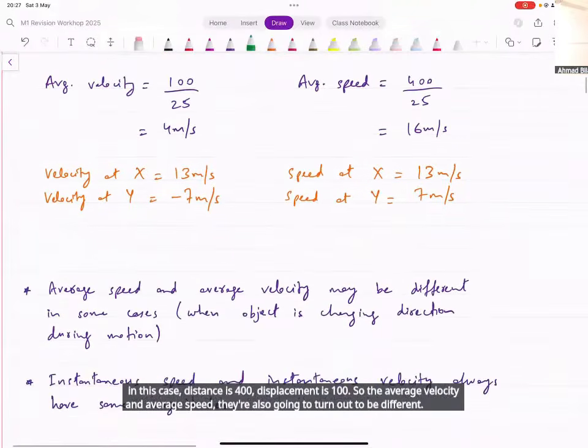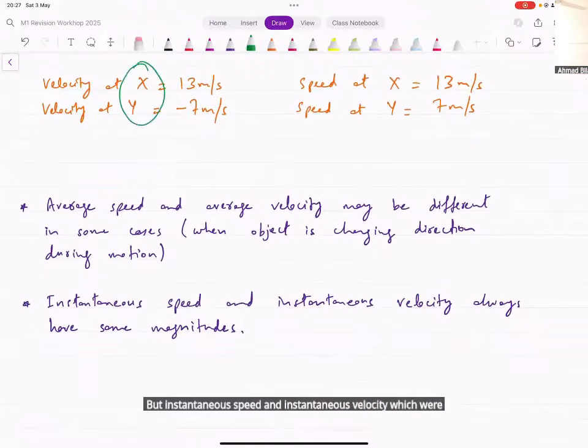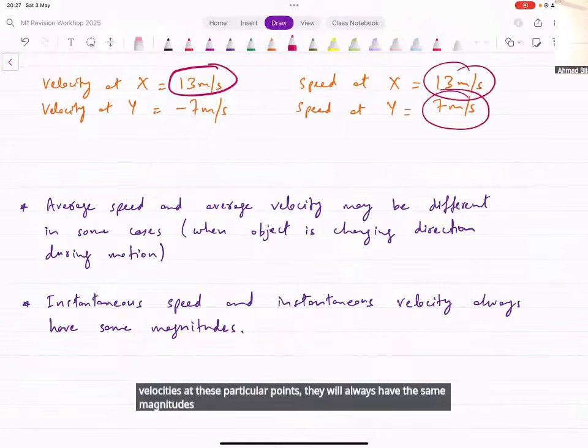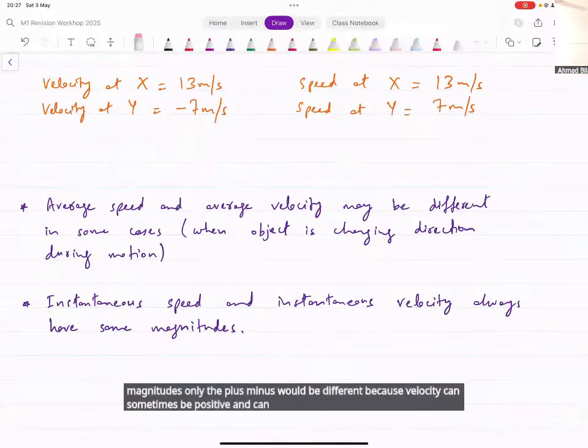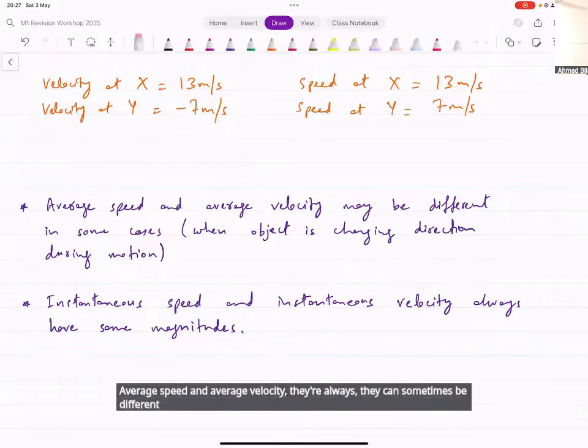But instantaneous speed and instantaneous velocity, which were the speeds and velocities at these particular points, will always have the same magnitudes. Only the plus minus would be different, because velocity can sometimes be positive and can sometimes be negative. Average speed and average velocity can sometimes be different. Instantaneous velocity and instantaneous speed are always going to be the same magnitudes.